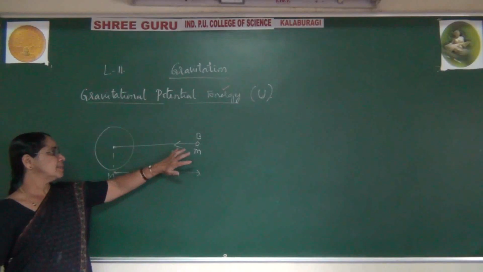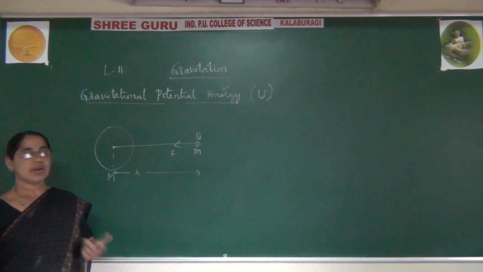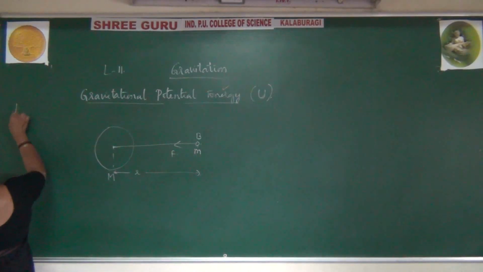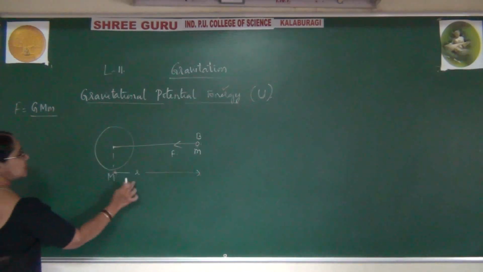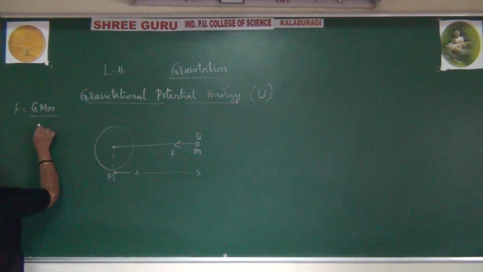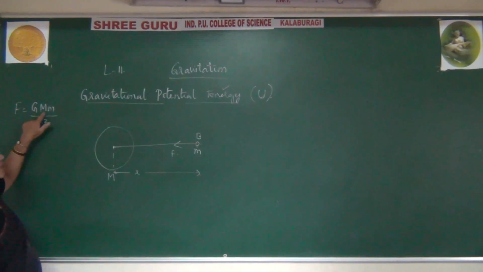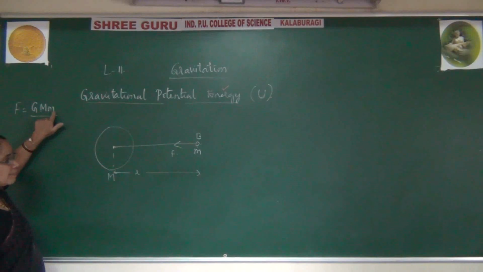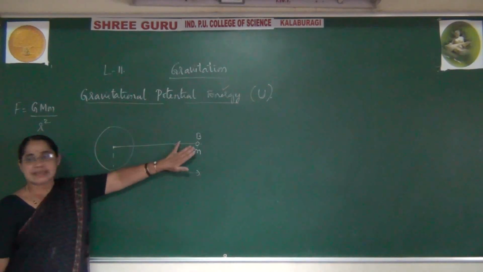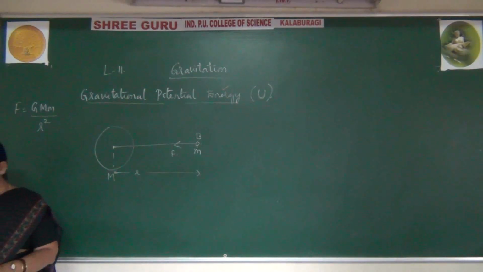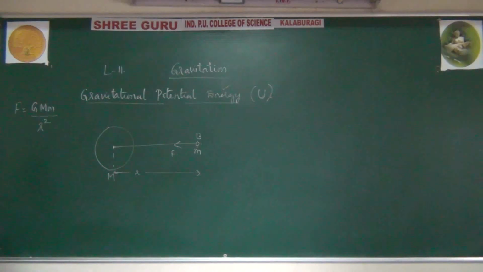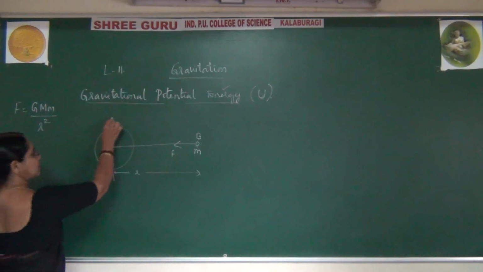So I write this as capital F now. Already you know what F is. F is equal to G M m by r square, since I have taken the distance as small r. Here capital M is the mass of the earth and small m is the mass of the given object, which is placed at point B. Let me say earth is at some point A, so A and B are at some distance r.